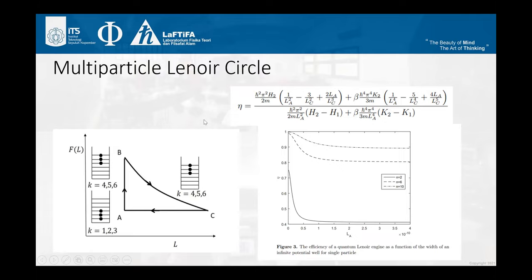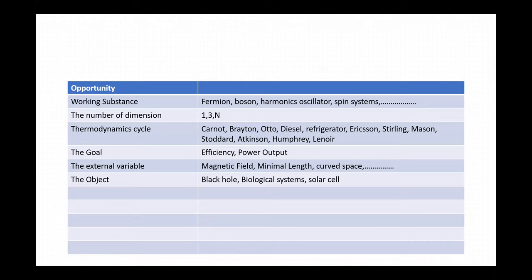There is some opportunity that we can come up with a quantum engine. As we know, this work is very simple. I think an undergraduate student can make some calculations with a simple course. The opportunity here is that we can use several things as the working substance: fermion, boson, harmonic oscillator, spin system, relativistic particle. And then we can change the number of dimensions: 1, 3, or n dimensions. I think we can calculate the quantum field engine in hyperspace dimensions.